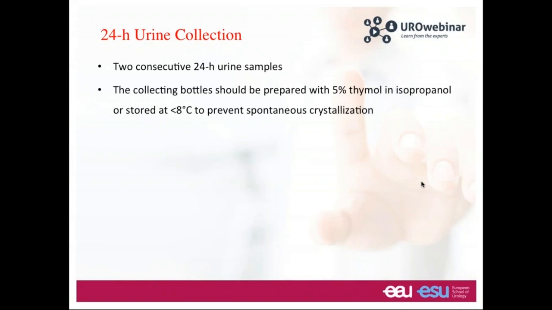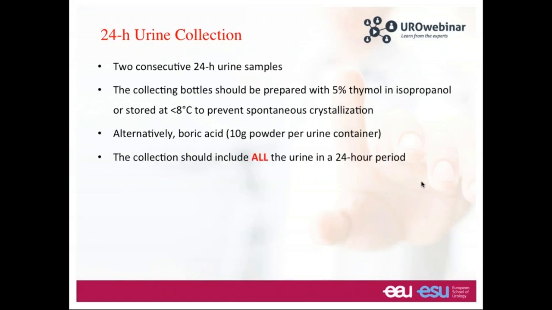So we need real results. Alternatively, you can use boric acid, and I will show you in the next slide about this. The collection, and this is very important, should include all the urine that a patient passes in a 24-hour period. Why? If you miss one, if you forget to collect just one pass of urine, then you have to redo it from the beginning.